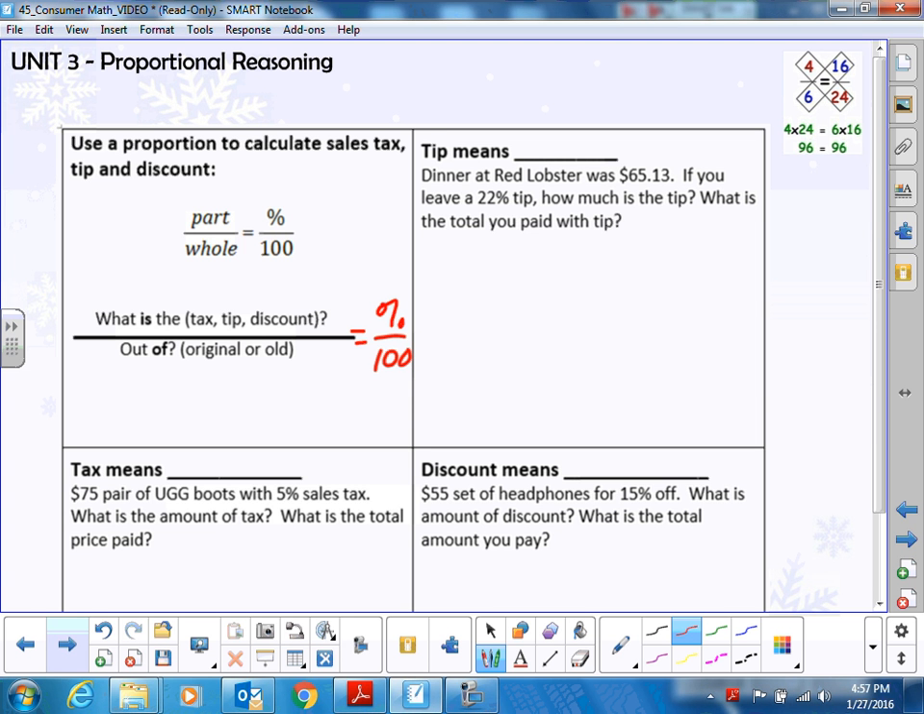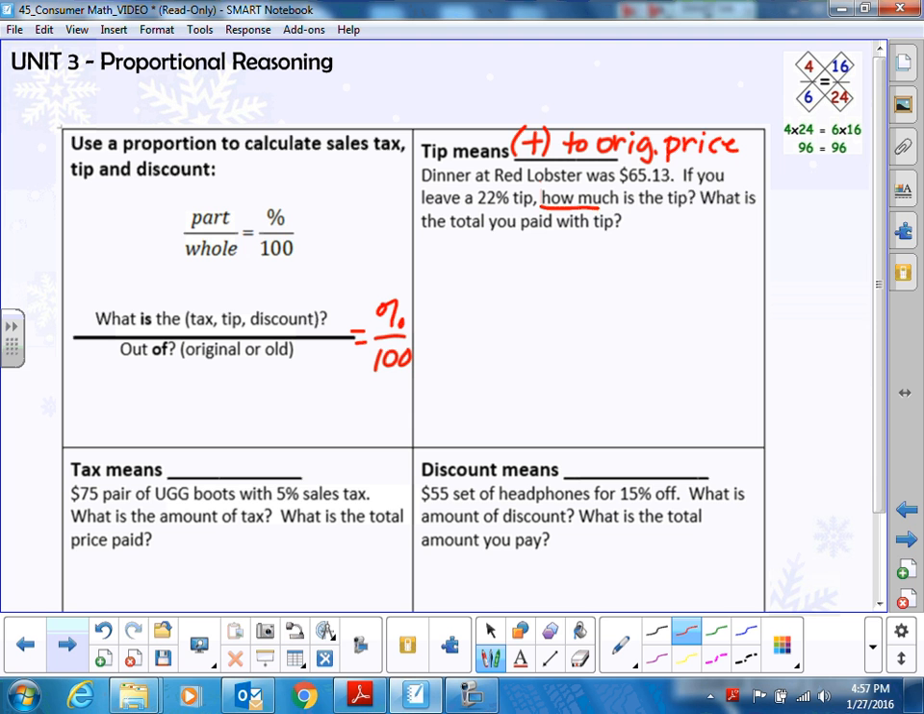It says tip. If I have a tip, that means I'm going to add to the original. And I'm shortening original, I'm not writing it all out. So you're adding, putting a little plus sign there. So this says I'm having dinner at Red Lobster, and the total of my bill came to $65.13. If I leave a 22% tip, how much is the tip?